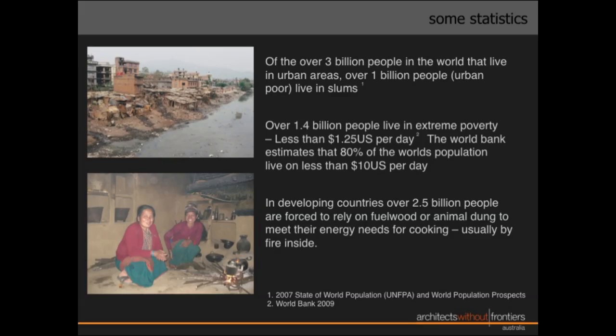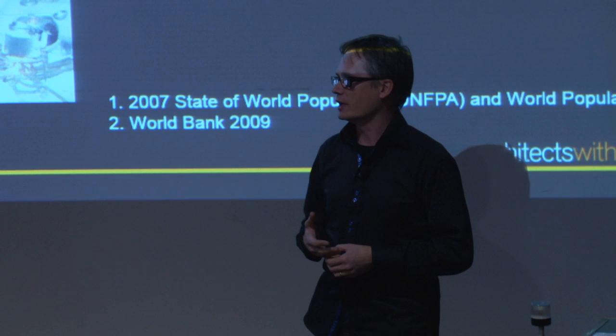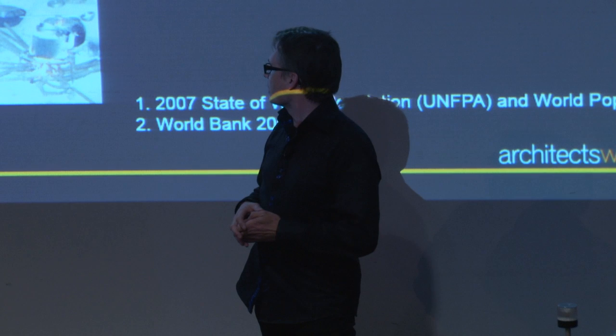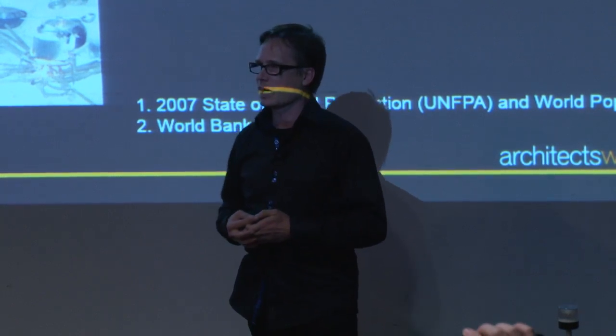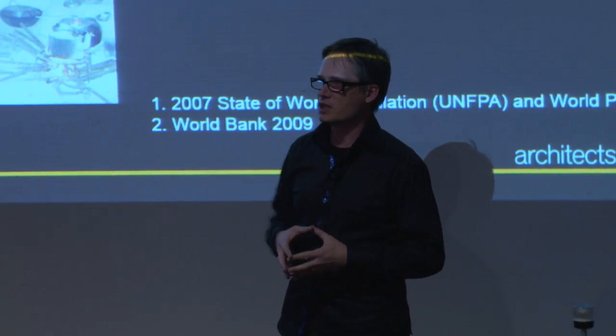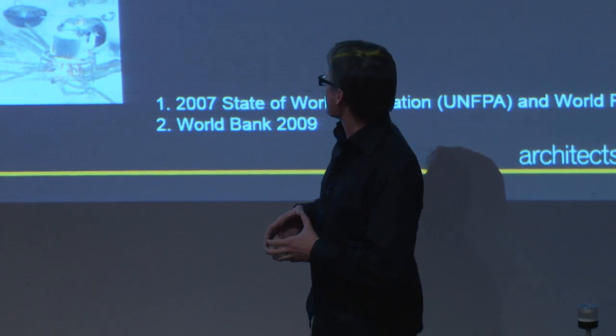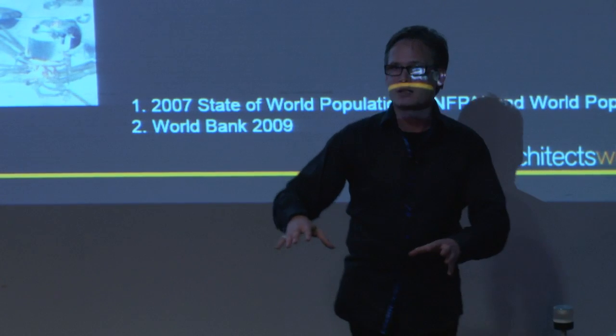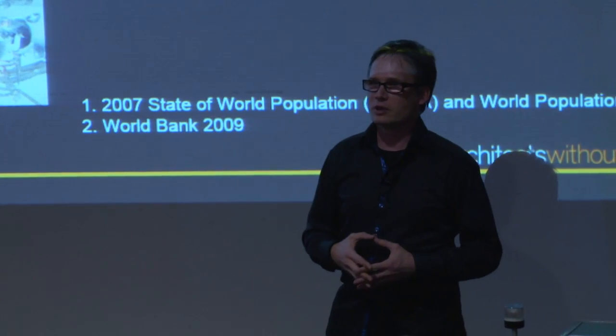Over 1 billion people live in slums, which we also call the urban poor. In developing countries, there are 2.5 billion people that are forced to rely on fuel wood or dung to meet their needs. There's an image here taken from a home in Goshinkali, which is a small Gurung village in the Lamjung region.